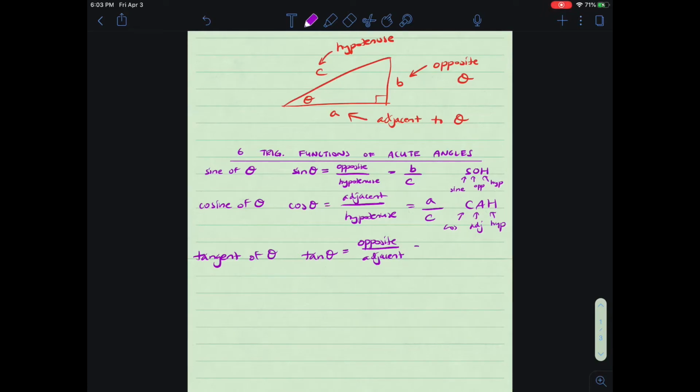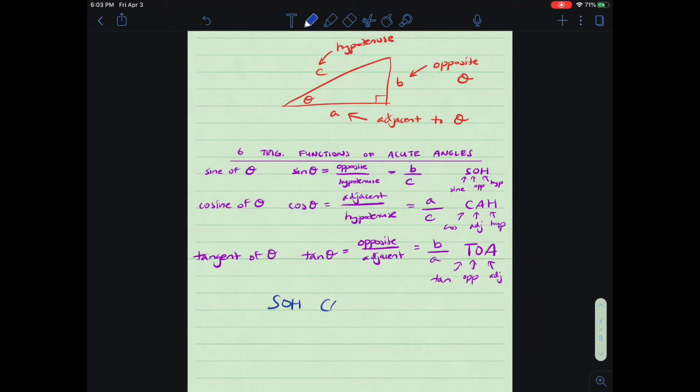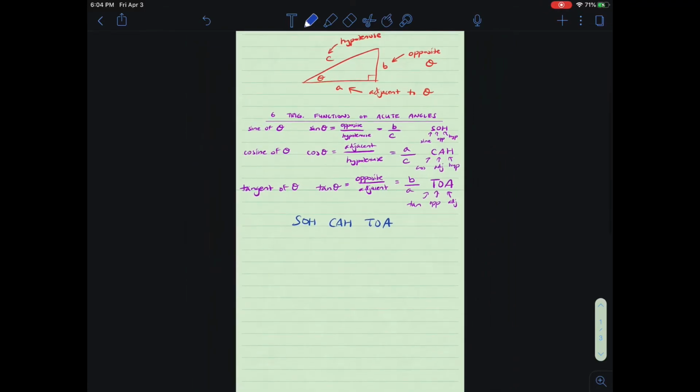In our case here, the opposite of theta would be B, and the adjacent would be A. And the acronym that we used for tangent was TOA, where T stood for tangent, O opposite, and A adjacent. Hopefully this is all ringing a bell, right? But this is SOHCAHTOA. Now this is only for the first three trig functions. There's actually still three more left, and we're going to be looking at those now.